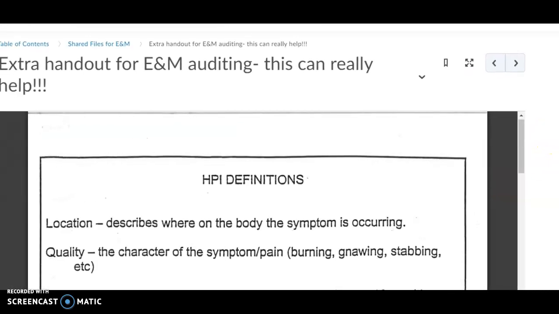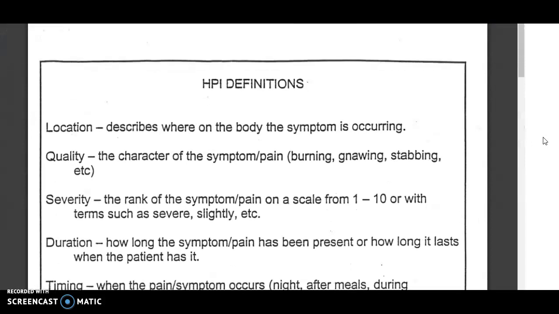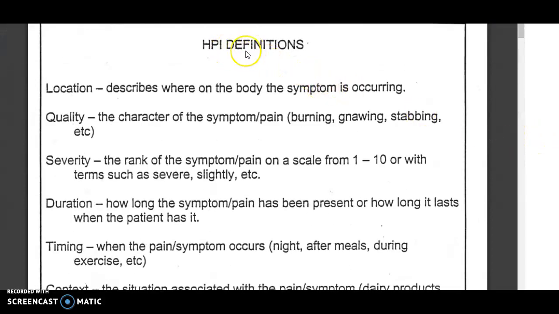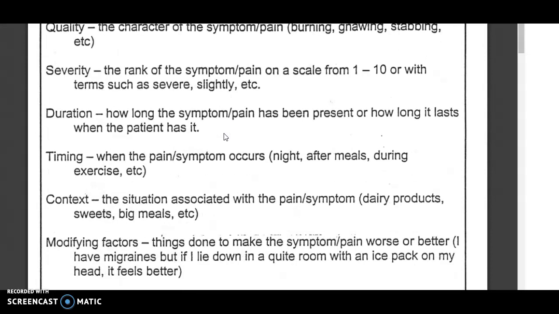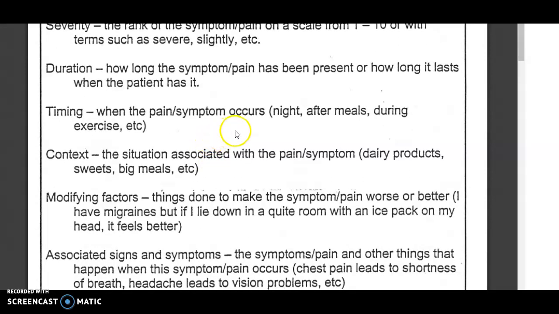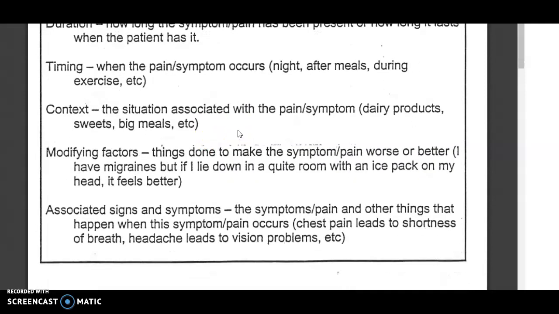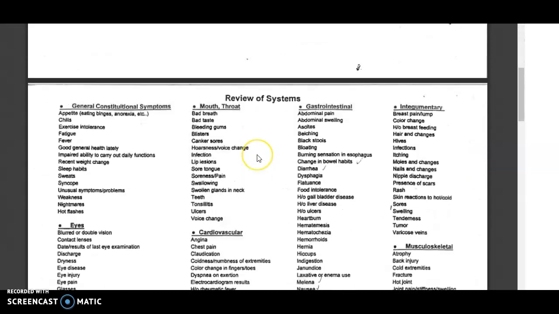So with this here, this is HPI. This just gives you a little bit more. History of present illness: location, where on the body; quality, the character, symptom, pain; severity, 1 through 10; duration, how long; timing, when does it occur, at night, after meals, during exercise; context, the situation associated with the pain; and then modifying factors, what's being done to make it better; and then associated signs and symptoms.